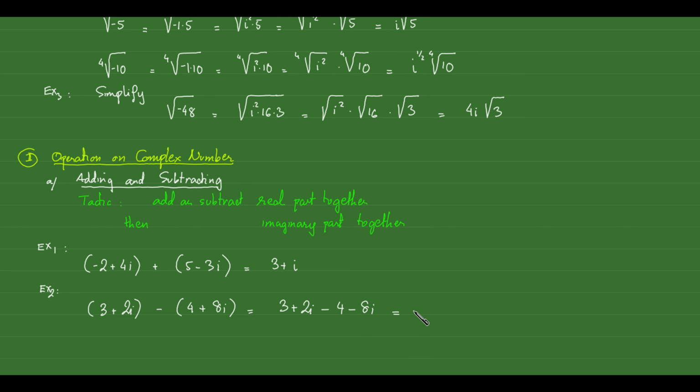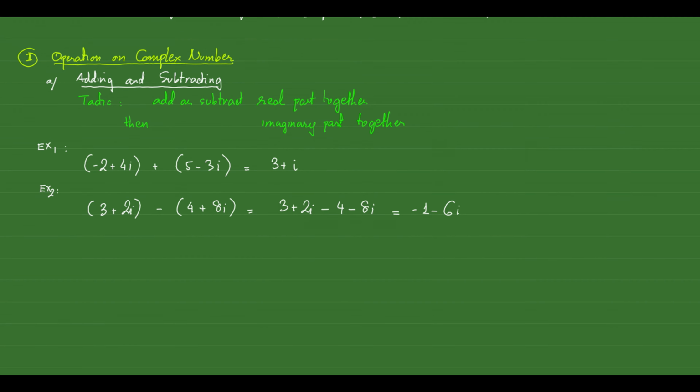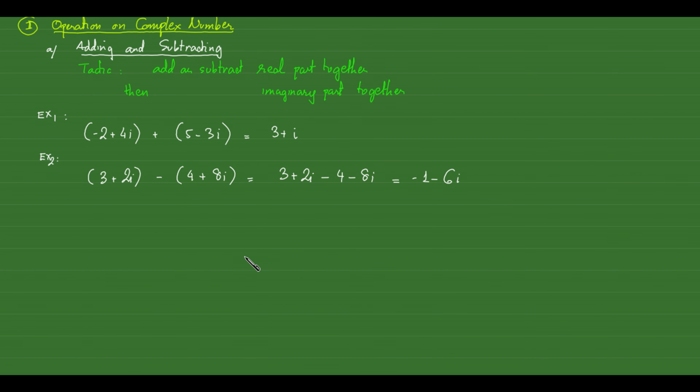3 minus 4 gives you negative 1. 2i minus 8i gives you negative 6i. Here you go. You cannot add 3 to 8i and get 11i. That's wrong. So remember, the imaginary parts must go together, and all the real parts must go together. That is adding and subtracting.